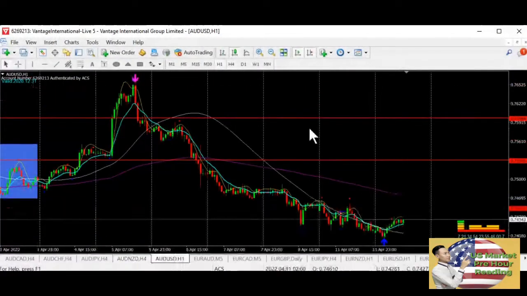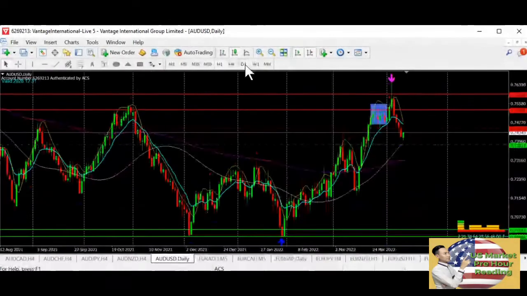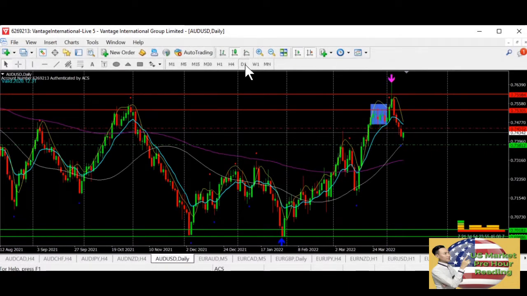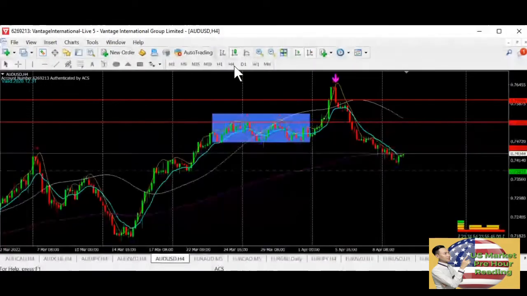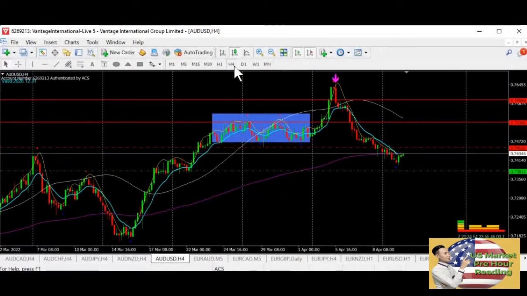How about Aussie dollar? Today we are looking at the bear side. On this bear side, we are not going to buy. However, today is a retracement day. Even though it is a retracement day, I will not buy. I will keep it as a selling.